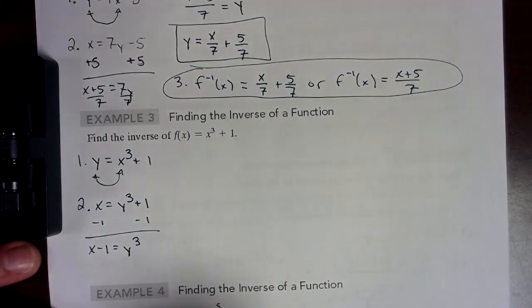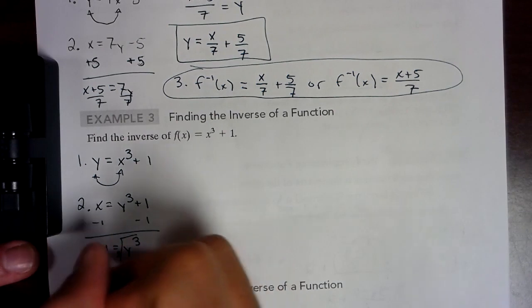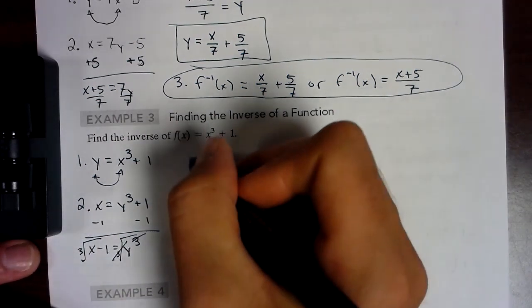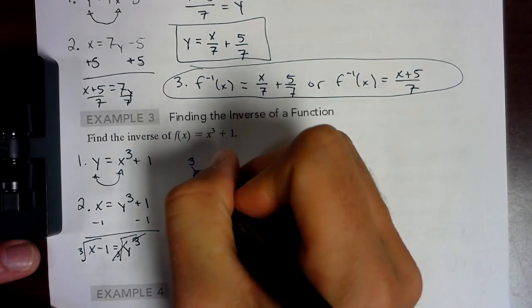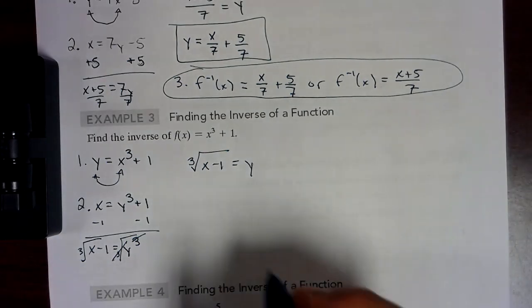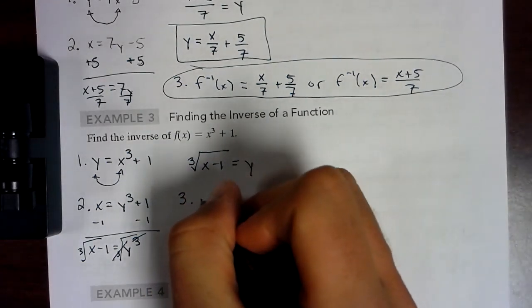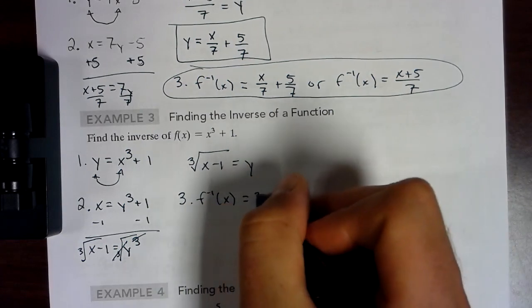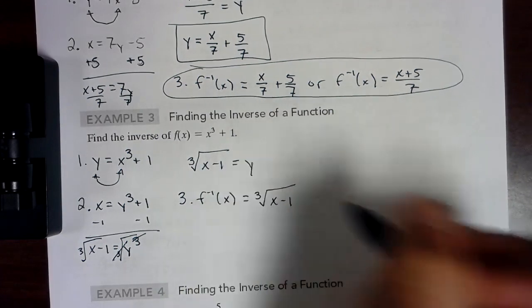And to undo cubing something, we need to take its cube root. The cube root and cubing cancel each other out, leaving us with the cube root of x minus 1 equals y, which is our inverse function. Let's just go ahead and write it in the correct notation. Inverse of x equals the cube root of x minus 1.